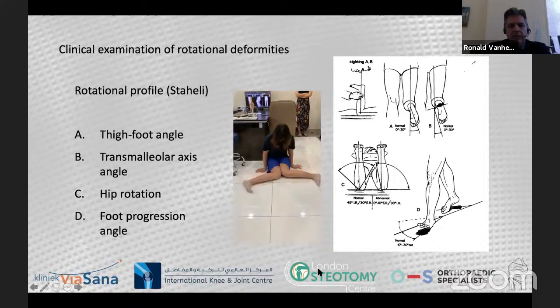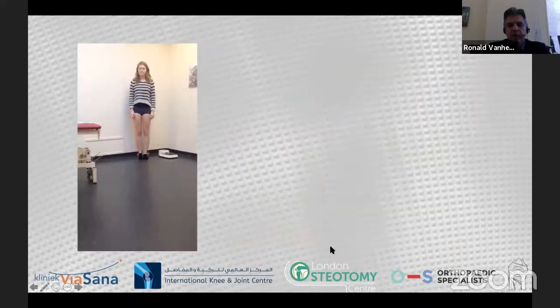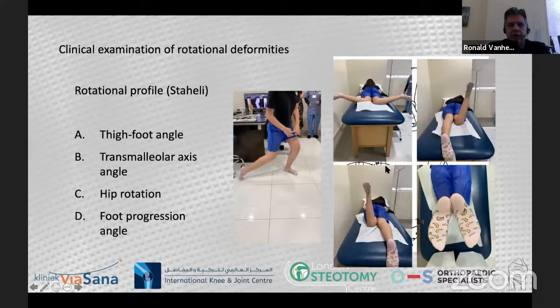And these complaints can be huge. So on the right you see the rotational profile: extreme internal rotation, no external rotation whatsoever possible in these hips, and the foot position is normal, with great banana socks on this young girl.